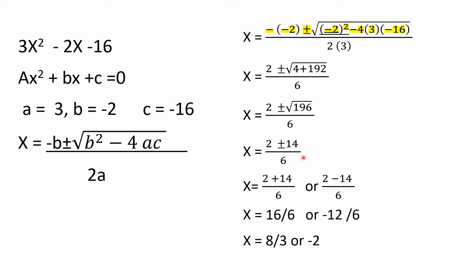This can be written as 2 plus 14 by 6 or 2 minus 14 by 6. 2 plus 14 is 16 by 6. When you cancel, you will get 8 by 3. 2 minus 14 is minus 12 by 6. When you cancel, you will get minus 2. Going to the next one.